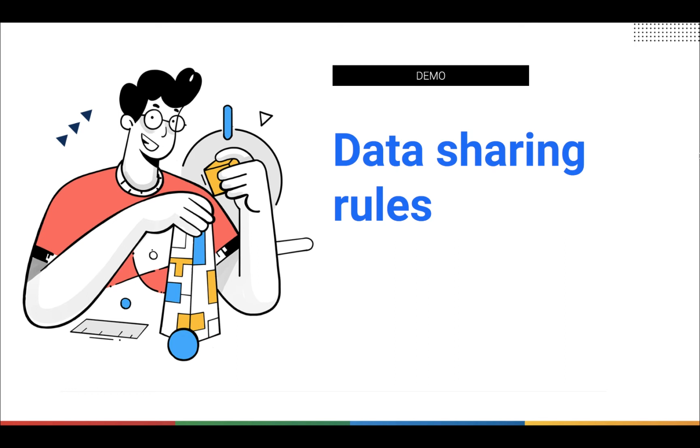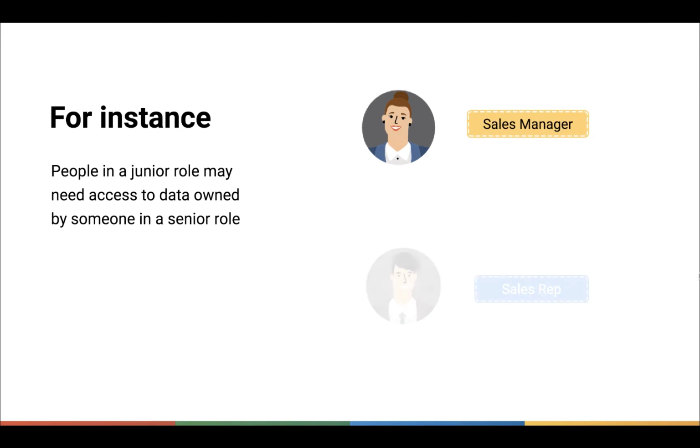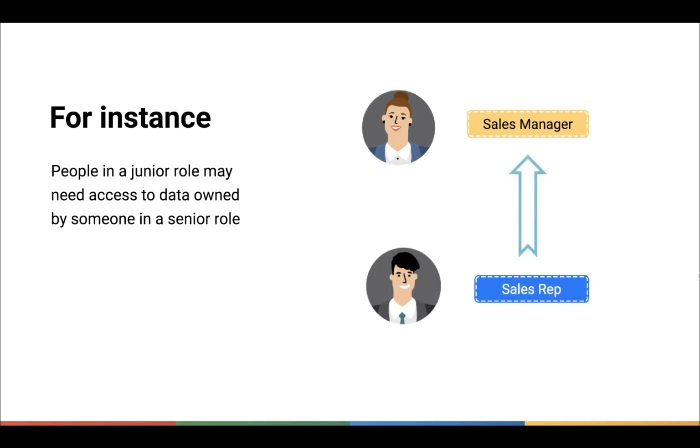We look at the next setting, which is the data sharing rules. So what are data sharing rules and when do you use them? If you recall, we mentioned an example of a sales manager going on vacation and the team members having to access the manager's records in order to carry on with their work, right? This setting would be useful in such a case.